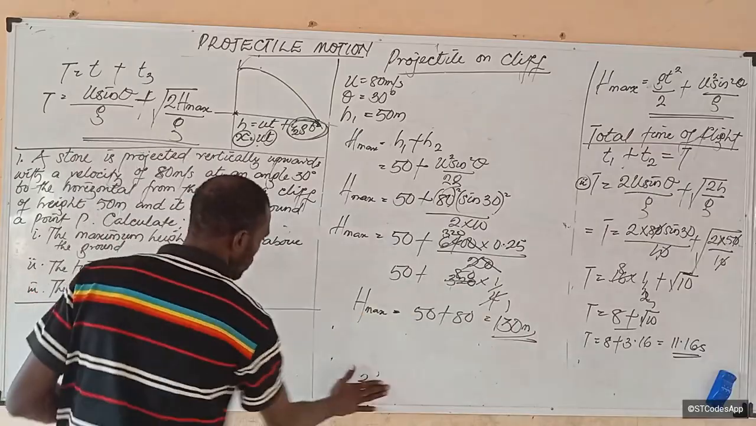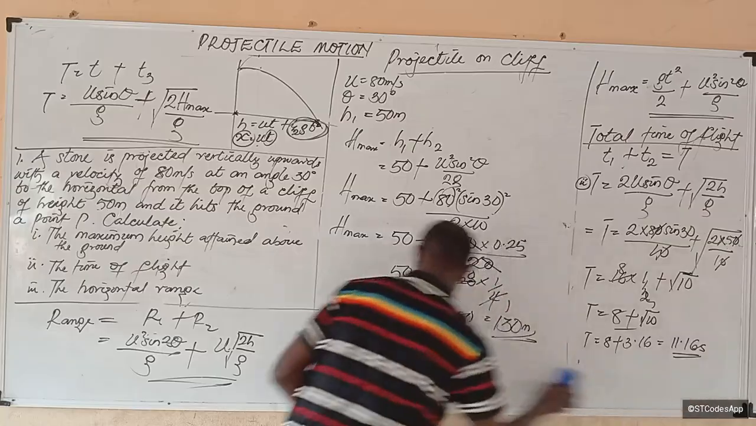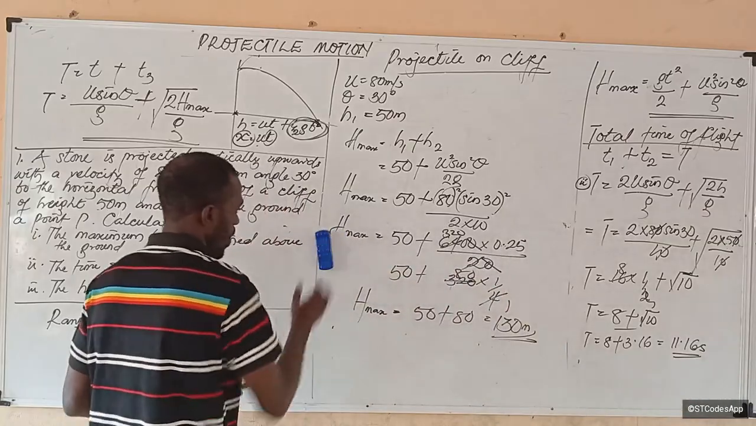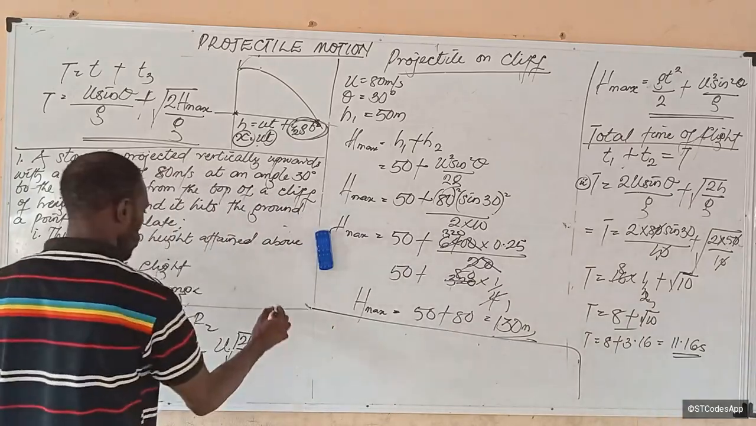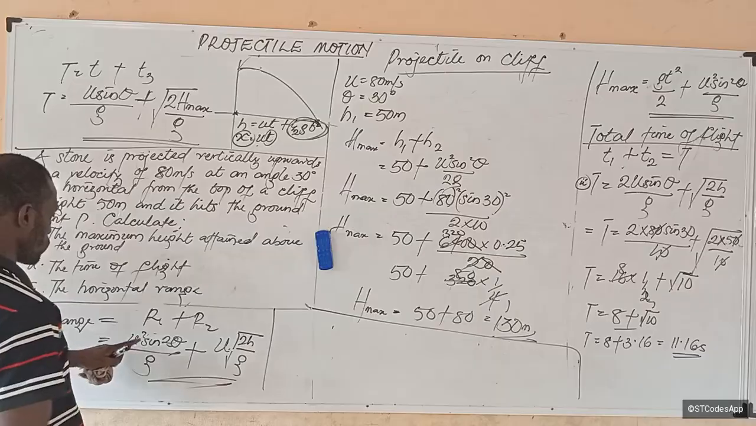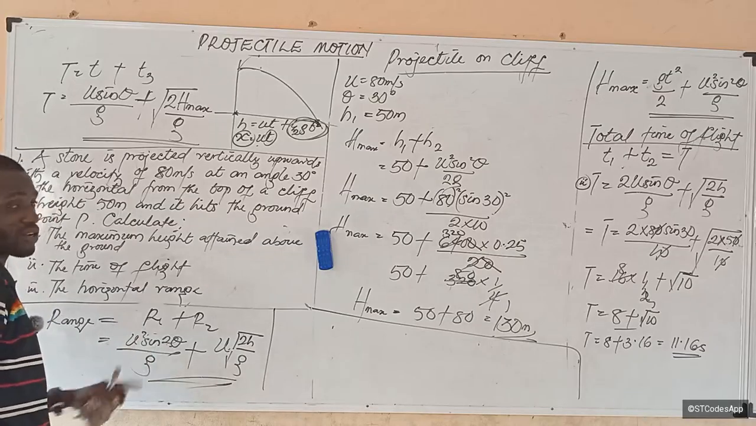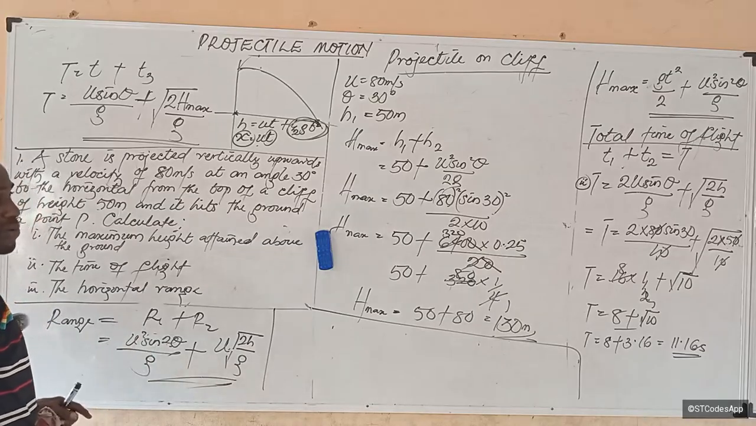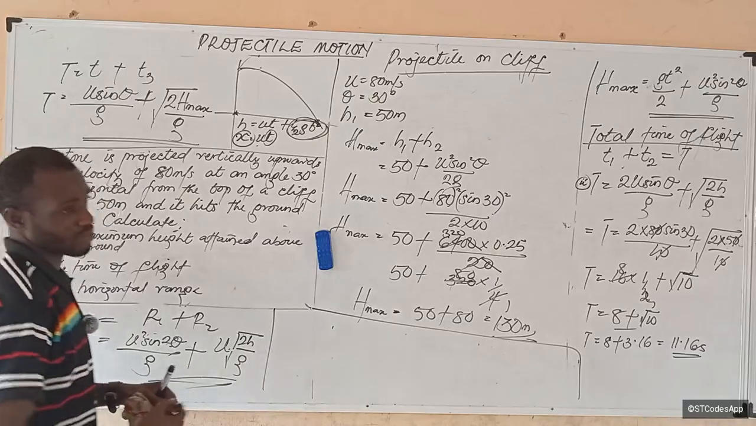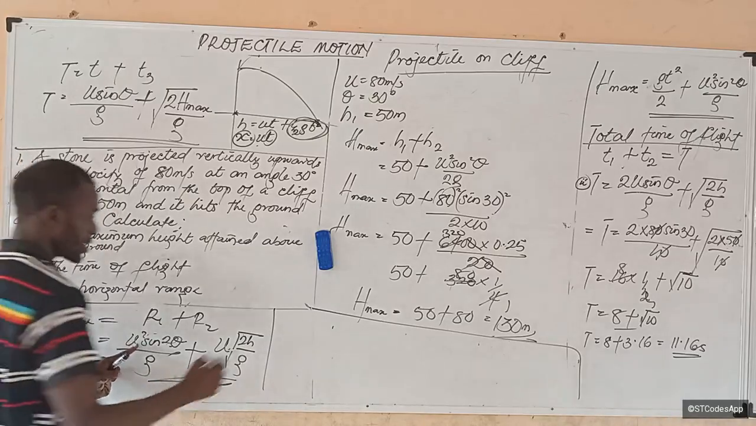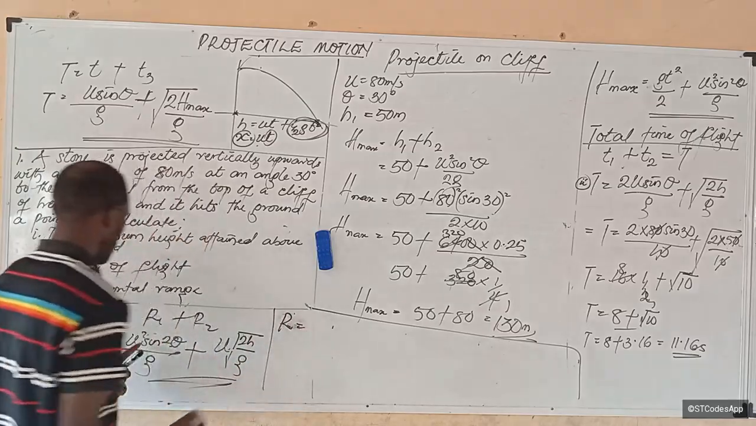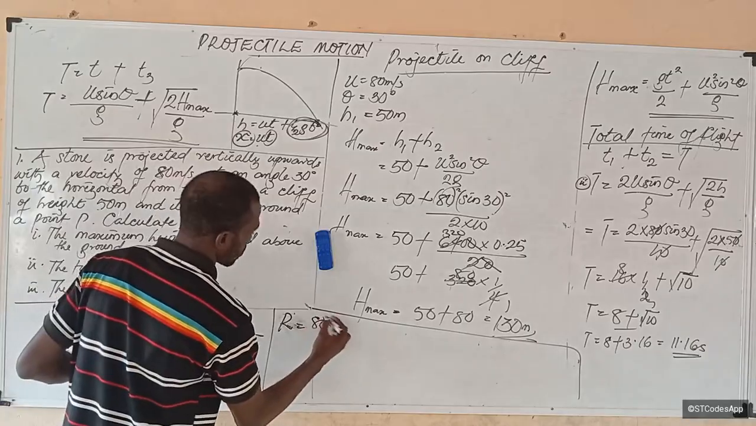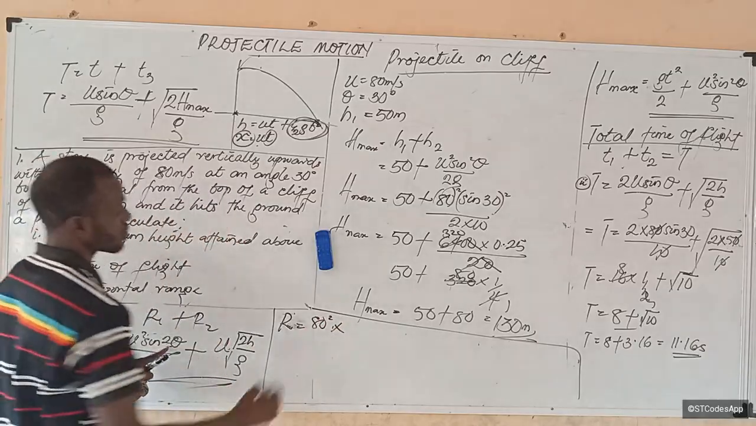With the horizontal range, you can easily use this formula, right? You can just apply the formula we just got here. The formula is U squared sine 2 theta. I hope you know how I got this formula, please. Make sure you rewind. If you don't understand, you will understand, I promise you. So the range becomes U squared, which is 80 squared, times sine 2 theta.